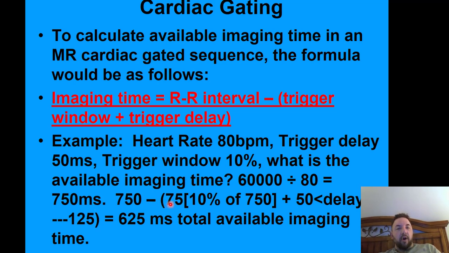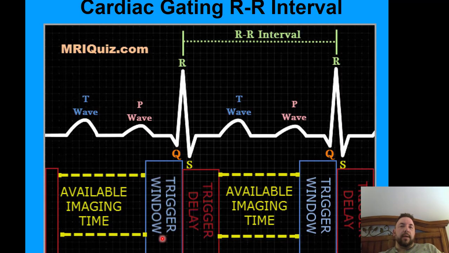750, we have to take off of that our trigger window and trigger delay. So our trigger delay is 50, that's here. Our trigger window is 10% of our 750, so that's 75. 75 and 50 is 125. Take that off of our 750 TR, we have 625 milliseconds of total available imaging time.